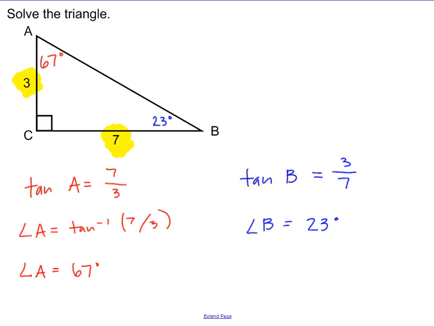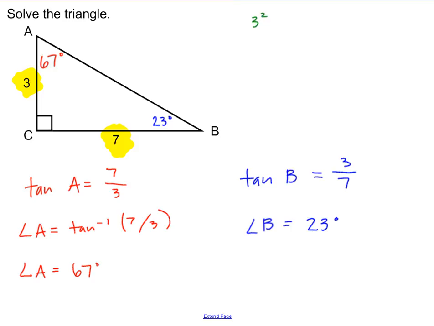The last thing we're trying to find is side C. Remember, I know this is side C right here because it is opposite to angle C. Since this is a right triangle and I know 2 out of the 3 sides, I'm not going to assume that it's a special right triangle because it's not a 30-60-90 and it's not a 45-45-90. That means I have to use Pythagorean theorem.